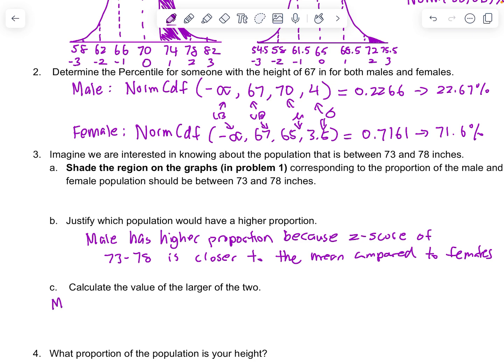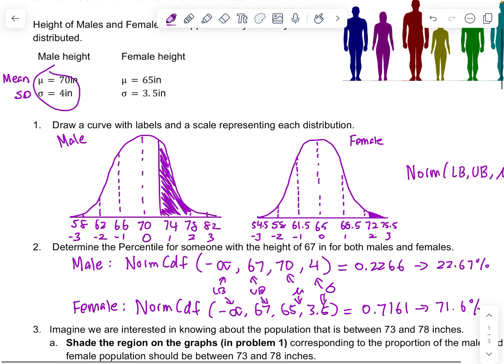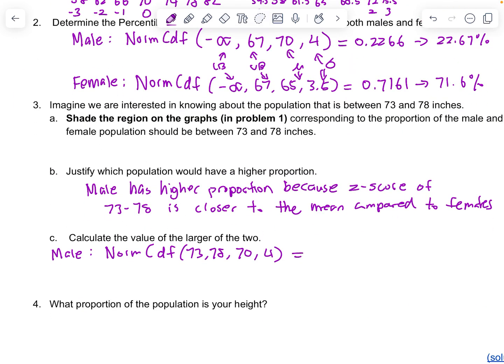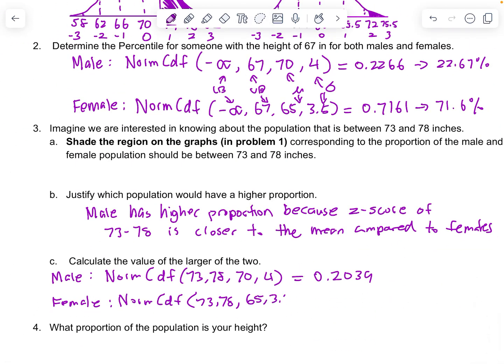So for males, again, we want to use NormalCdf. And this time, for the lower bound and upper bound, we're given 73 and 78 inches. So we're not going to do the negative infinity thing. And then for male, again, you plug in the mean and the standard deviation, which is given here. So just plug that in. And then we get 0.2039. For females, on the other hand, NormalCdf, again, the boundaries are the same, but the mean and standard deviation are different, which is 65 and 3.5. And if you do that on the calculator, you get 0.0110.